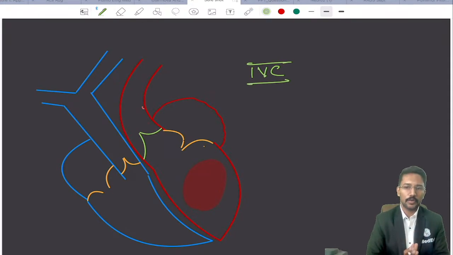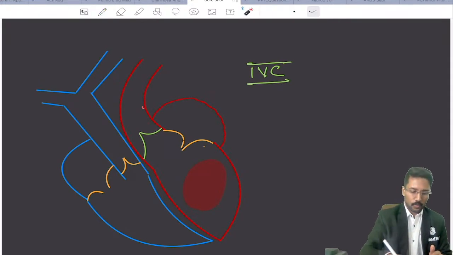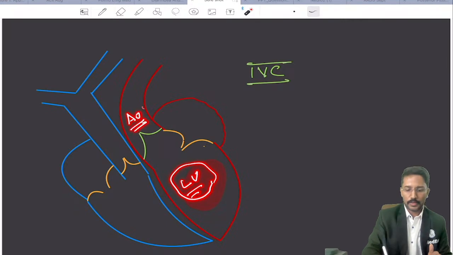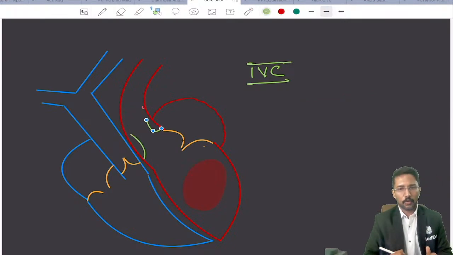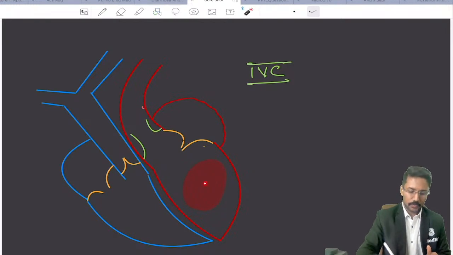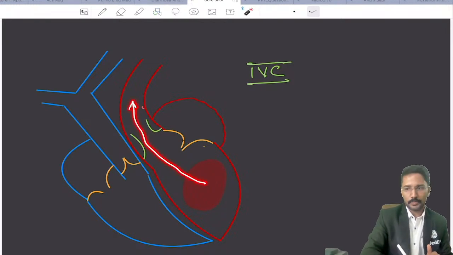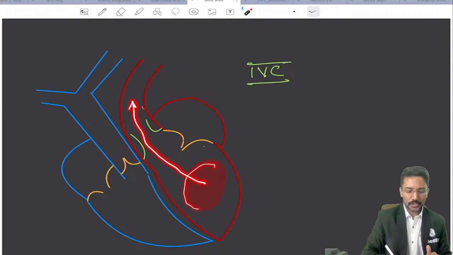After that, what is the second phase of the left ventricular systole? Once the LV contracts during the isovolumetric contraction, the pressure in the LV becomes more than the pressure in the aorta. So LV pressure exceeds the pressure in the aorta. That leads to opening of the aortic valve. Once the aortic valve opens, the blood starts flowing from the left ventricle to the aorta. Now tell me what happens to the pressure in the left ventricle.